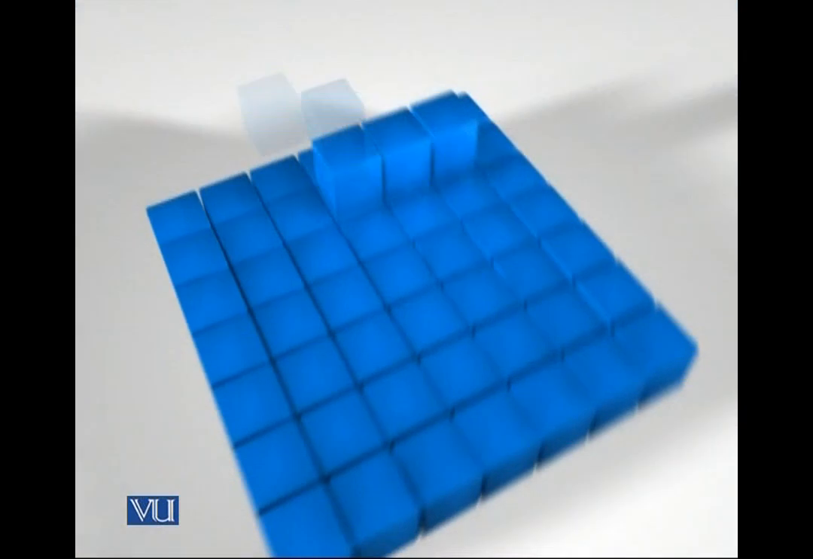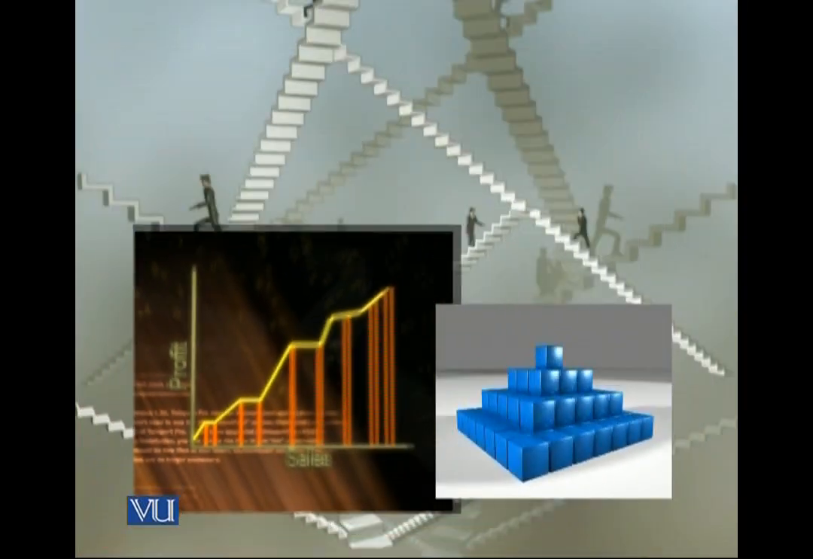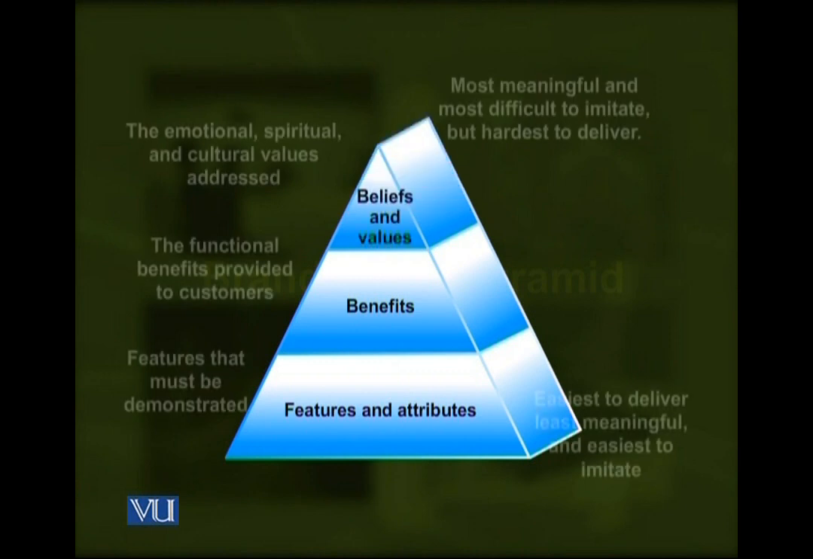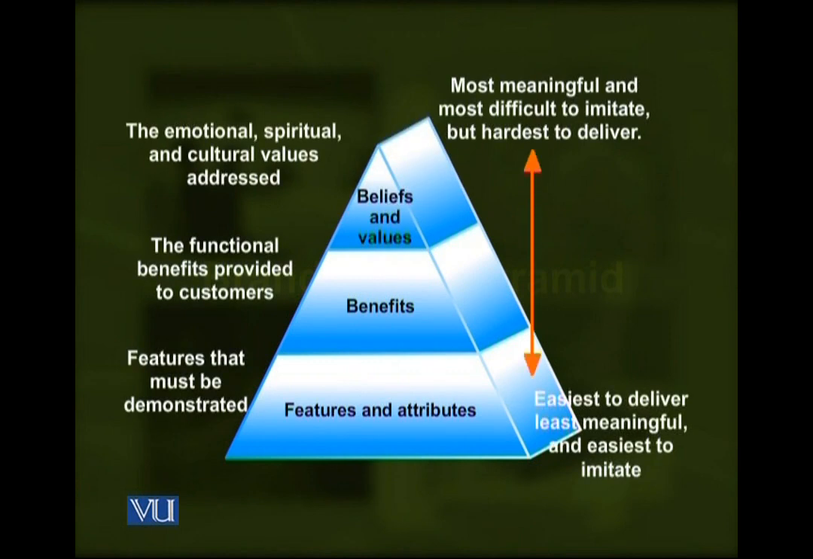And while showing you that, I will also talk about examples in order to make this concept very clear in your minds. As you can see from the illustration, it is a pyramid and it has three levels. At the bottom, we have a block which says features and attributes. For any brand to make a mark in the marketplace, it has to have a minimal level of features and attributes. Unless it has certain features and attributes, it will not make itself demonstrable.